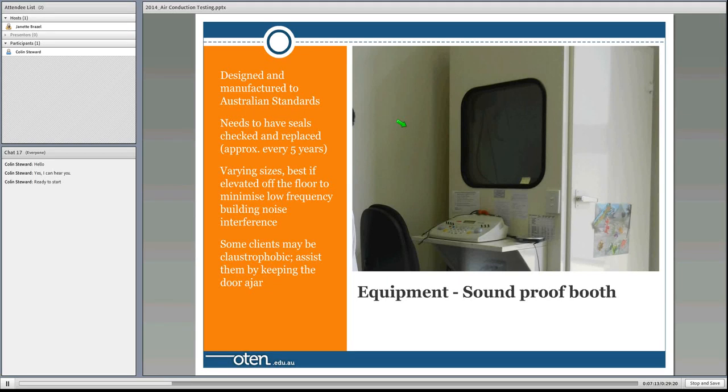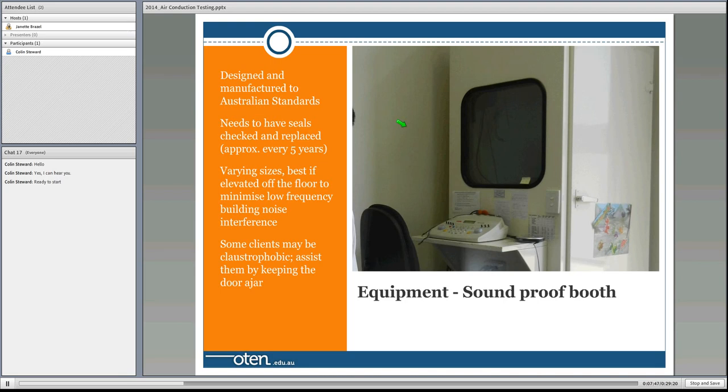So there are many, many sizes. Sometimes you can get an acoustically treated room, which will bring the sounds down. But a booth is best for most accurate and reliable results. As I said, they're varying sizes, and it's best if they're elevated off the floor. And this is to stop low-frequency building noise interfering with the test. That's quite a common problem with the vibration of just building movement. It is generally low frequency, and it can affect the client hearing low frequency noise.